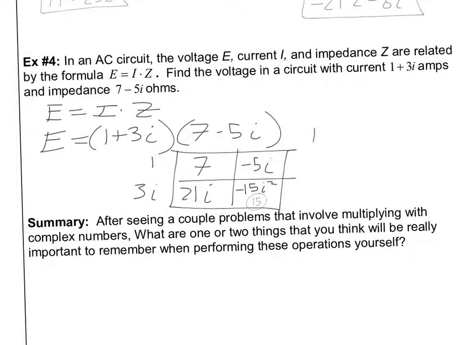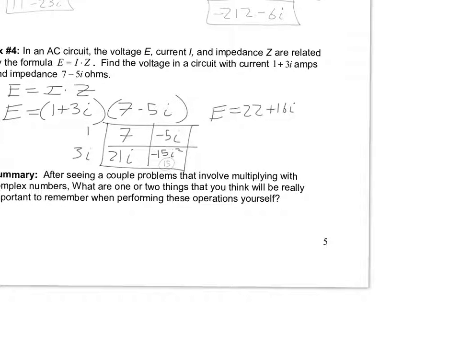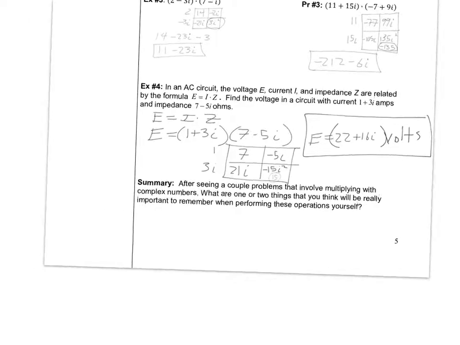So E equals 7 and 15 makes 22. 21 and negative 5 make 16, so I'm going to say positive 16i. And remember that E is really the voltage, so we're just going to say volts. Boom. All right. Pretty cool.